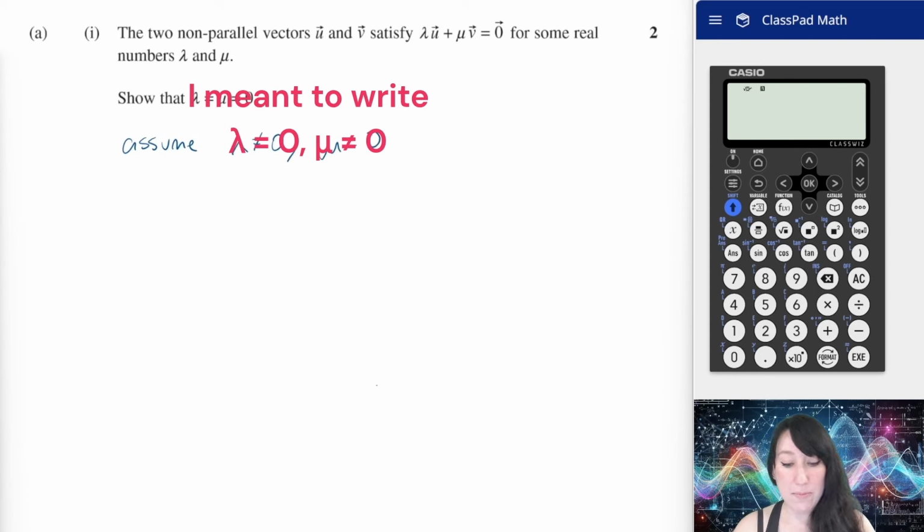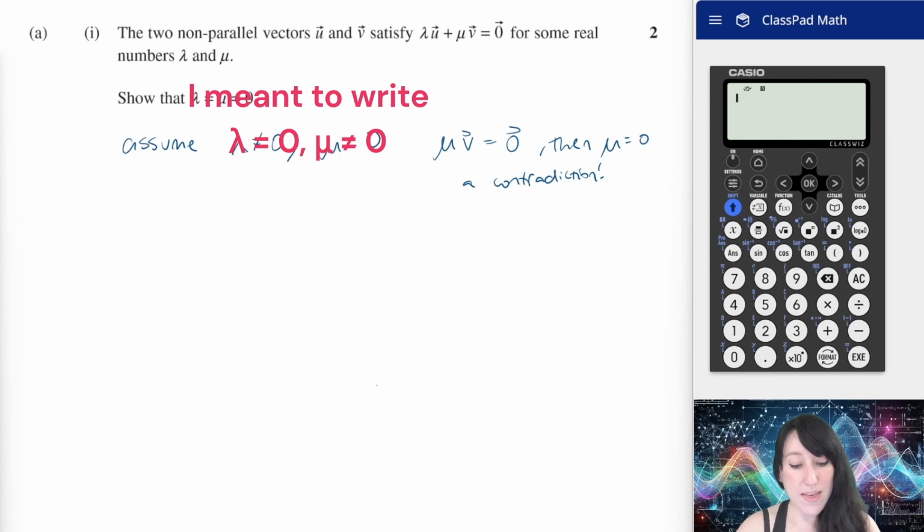If that were to happen, then one of these terms would become 0. So in this case, we'd have just mu times v is equal to 0. Now the only way for that to happen is for mu to be 0. So then let's assume that both of them are non-zero.